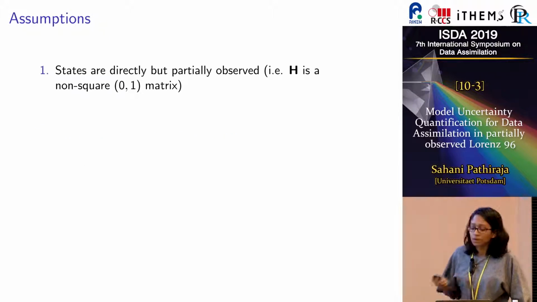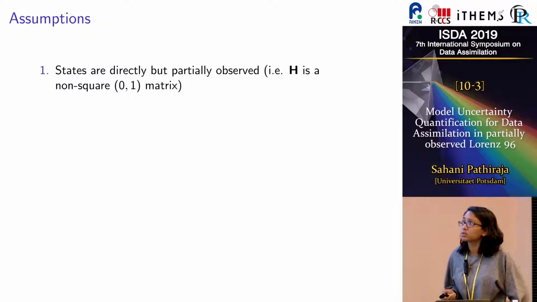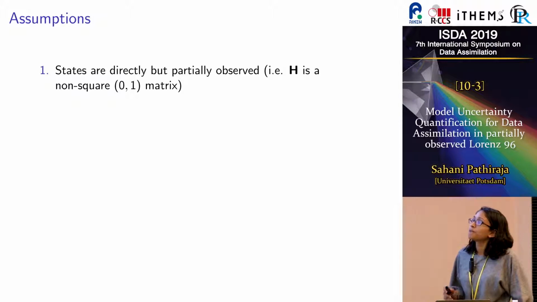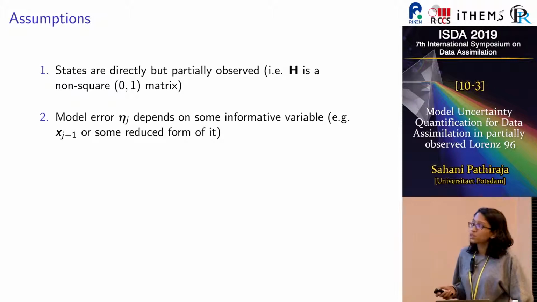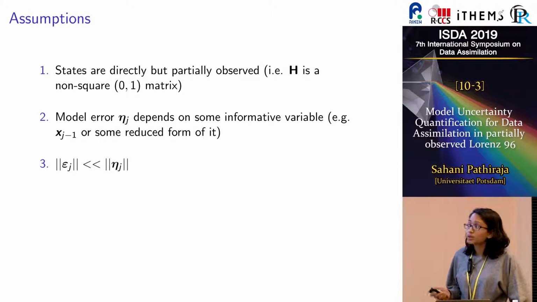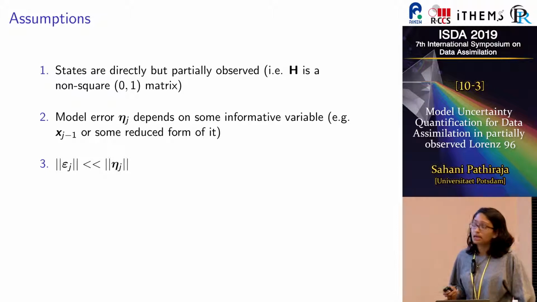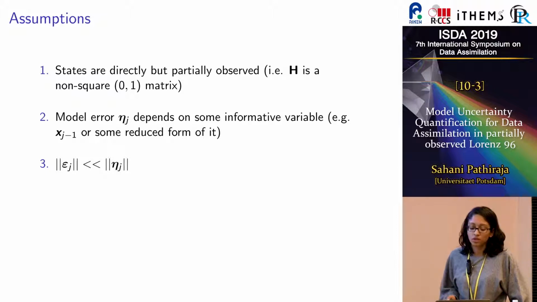Okay, so we need to impose some regularizing assumptions in order to solve this problem, but we want to keep them as minimal as possible. So we assume that the states are directly but partially observed, so H is a 0-1 matrix. We also assume that the model error depends on some informative variable, for instance, the state at the previous time or some reduced form of it. We also assume for now that the magnitude of the observation error is negligible in comparison to the magnitude of the model error.